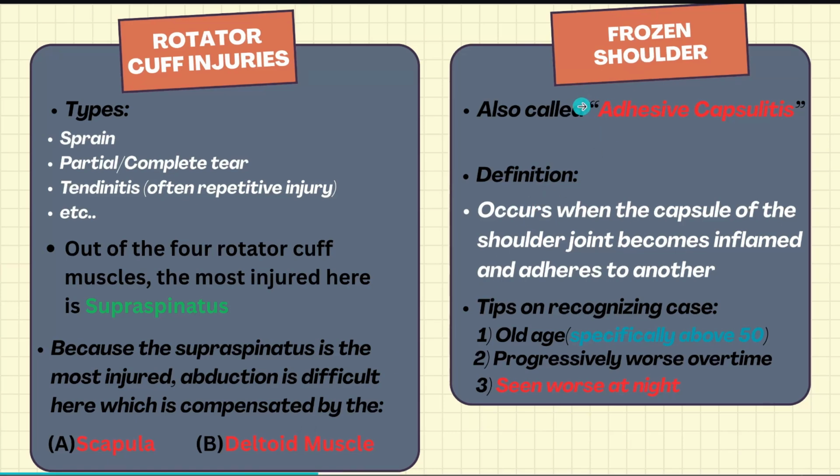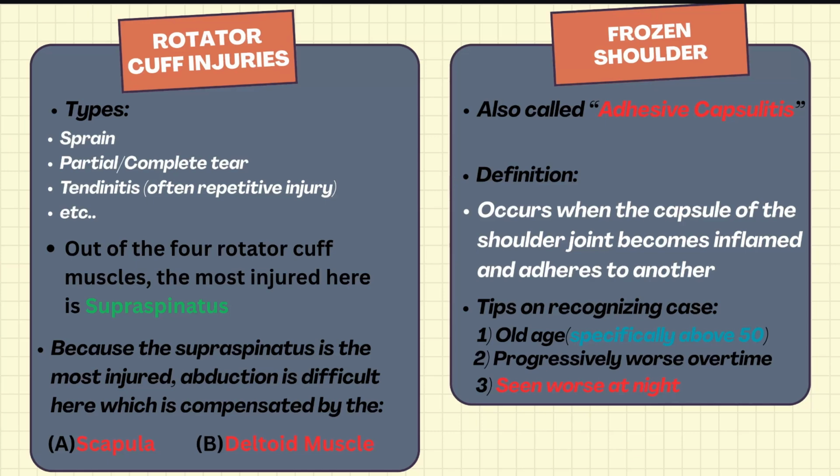Now we have frozen shoulder. Frozen shoulder, also called adhesive capsulitis, happens when the capsule of the shoulder joint becomes inflamed and adheres to itself. So once there's shortening or inflammation or adhesion, we're going to get frozen shoulder.